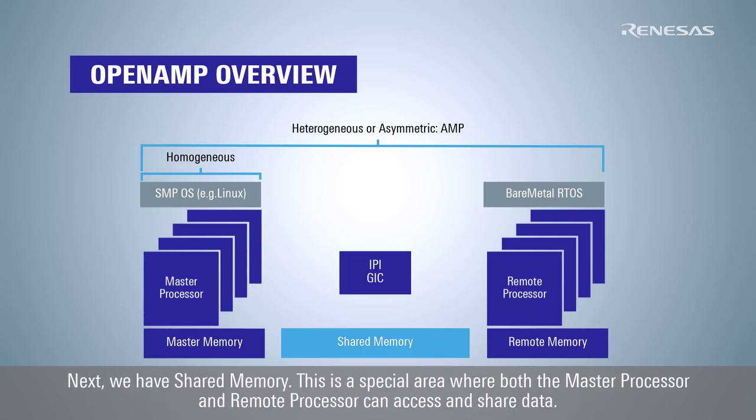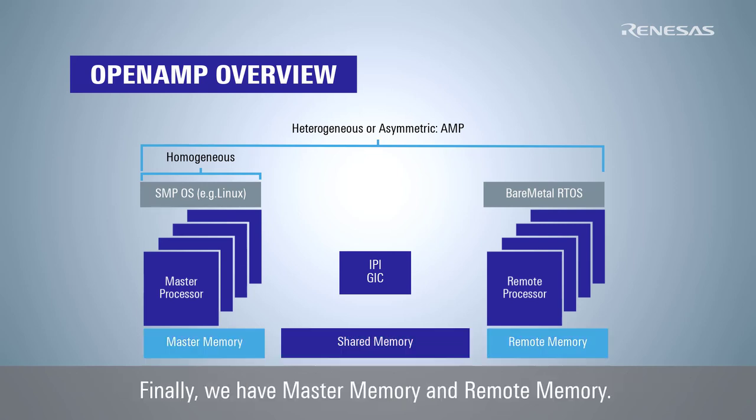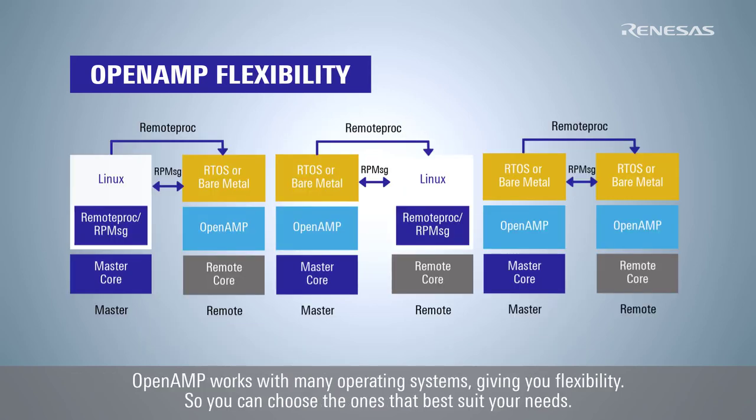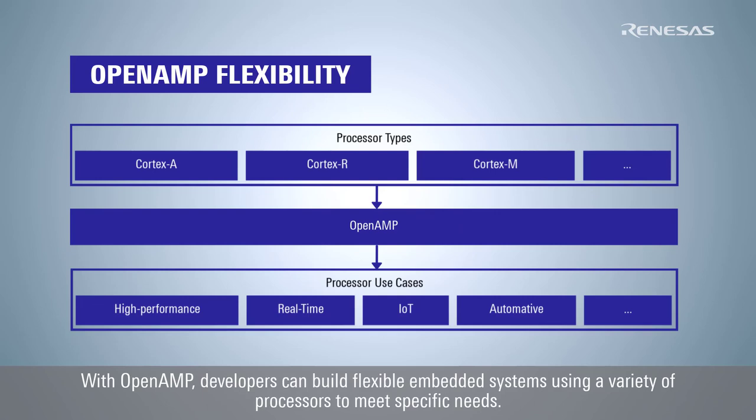Next, we have shared memory. This is a special area where both the master processor and remote processor can access and share data. Finally, we have master memory and remote memory. The master processor and remote processor have their own dedicated memory space, respectively. OpenAMP works with many operating systems, giving you flexibility, so you can choose the ones that best suit your needs. With OpenAMP, developers can build flexible embedded systems using a variety of processors to meet specific needs.